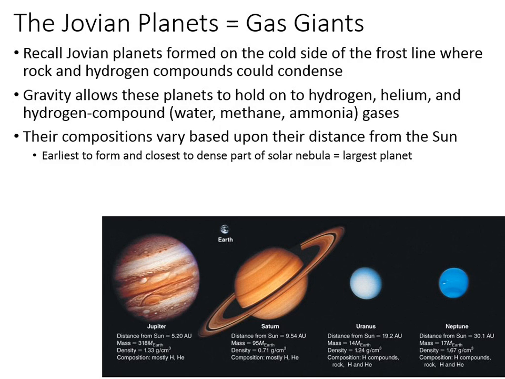So Jupiter is by far the largest of the gaseous planets, and there are some stats underneath this figure. With regard to mass, Jupiter is 318 times the mass of the Earth, versus 95 times the mass of the Earth for Saturn.